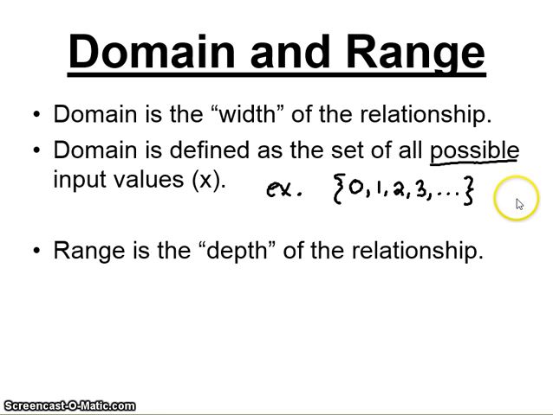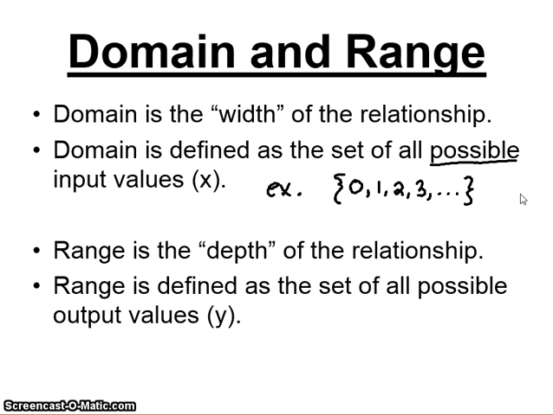Range is the opposite. It's the depth of the relationship, or the output values. Range is formally defined as the set of all possible output values. So let's say that we sold these candles for $10 each. What are the possible outputs then? Well, if you sold no candles, you would make no dollars. If you sold one candle, that'd be $10. If you sold two candles, that'd be $20. If you sold three candles, there would be $30. And so on in this upward by 10 relationship.